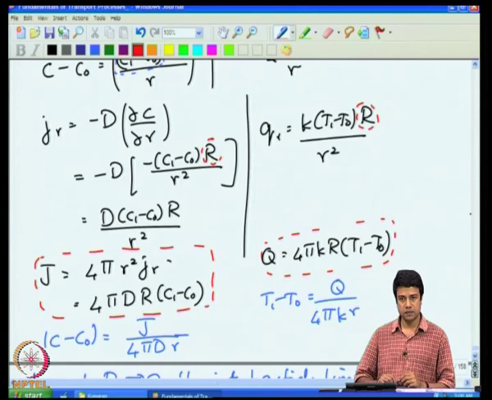Next lecture, we will look at unsteady solutions of this diffusion equation in spherical coordinates.